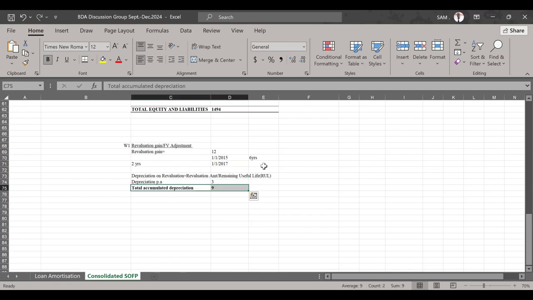That is the total accumulated depreciation of that asset. I believe, guys, you've understood that concept. Like I started by telling you, understanding the concept is most important. I believe we are together.